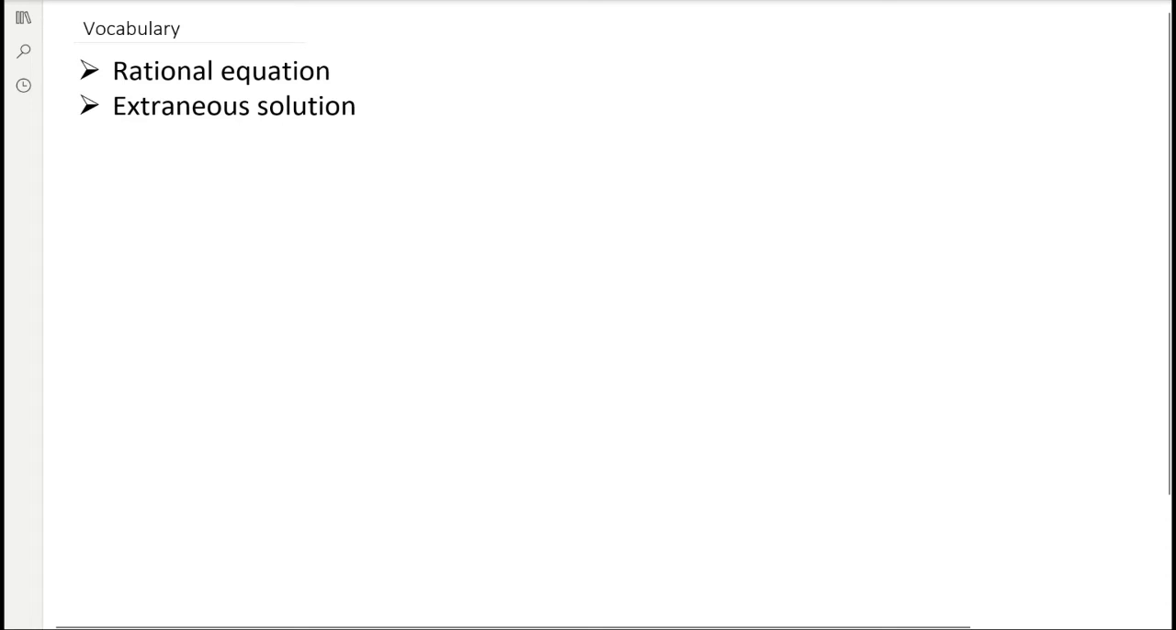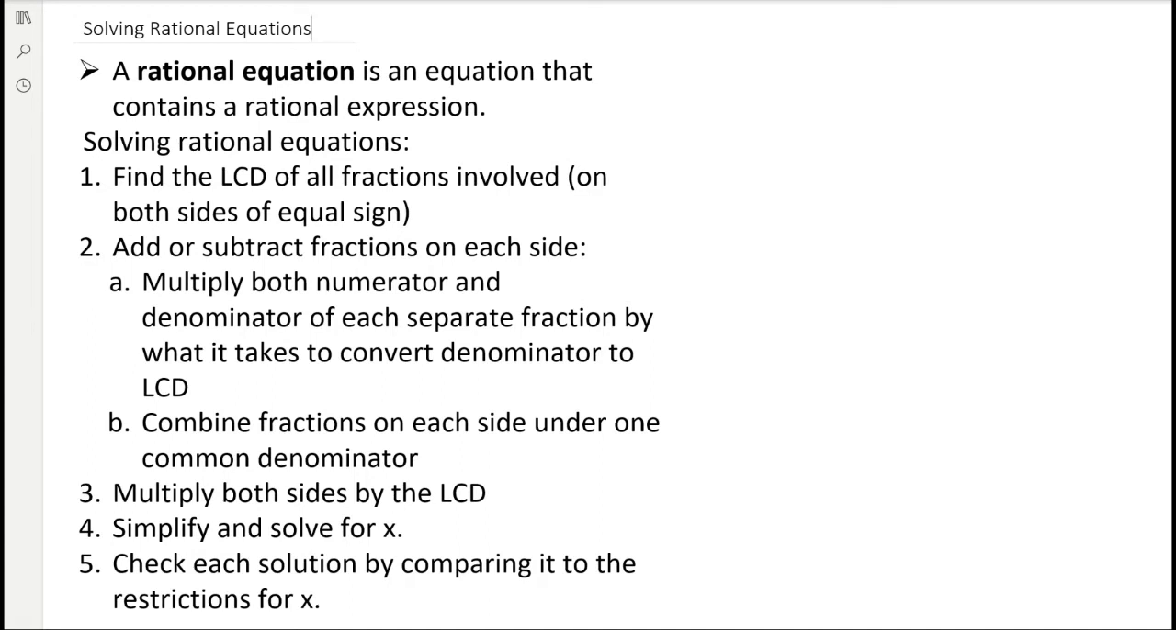So we want to know what a rational equation is as well as what an extraneous solution is. So a rational equation is an equation that contains a rational expression. So, in solving a rational equation, these are the following steps that you need to follow. In order to be able to solve rational equations with this step-by-step process, you'll need to know how to find the least common denominator of all fractions involved, and you'll need to know how to add or subtract fractions on each side. This was in the previous lesson, which would be 4.4.